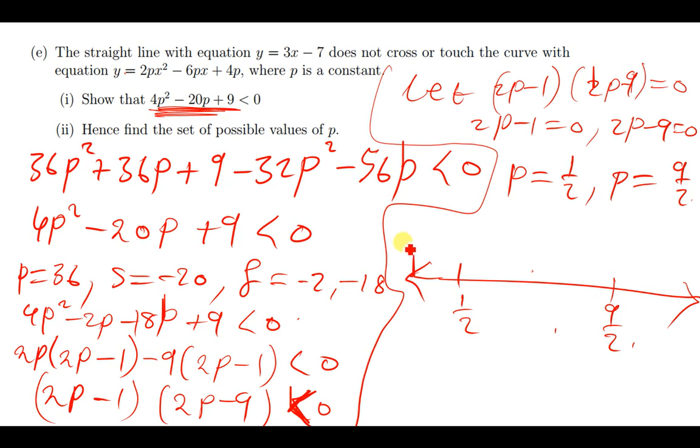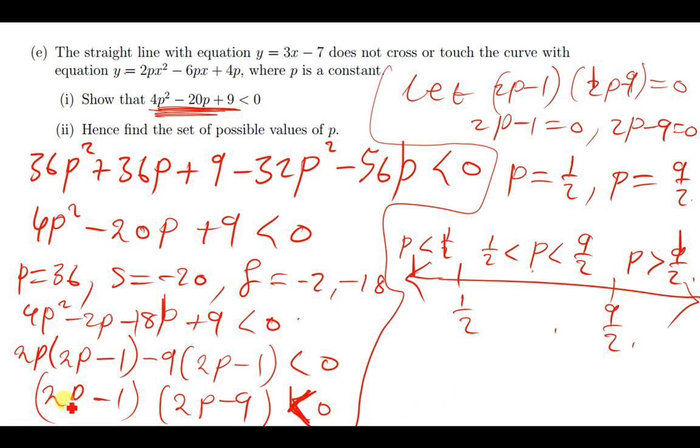So all these values of p this side, they are less than 1 over 2. Then here we have values that are between 1 over 2 and 9 over 2. This side, all the values of p are greater than 9 over 2. So we can test any number that is less than 1 over 2. Can even get a 0. So we will test them in this equation there.